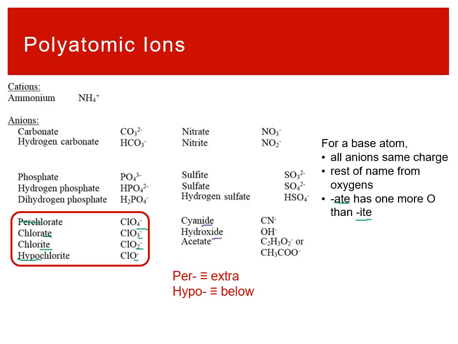So those rules are always the case. Ate always has 1 more than the ite, per has an extra on top of ate, and hypo has 1 below ite. So it's always per-ate, then just the ate, then the ite, and then hypo-ite.